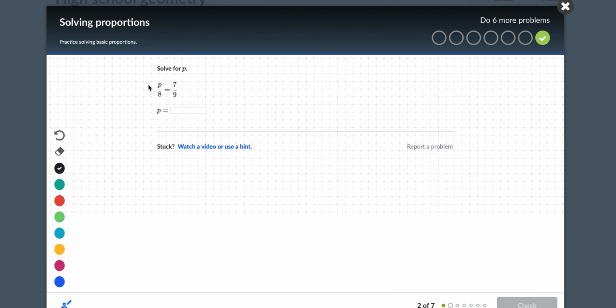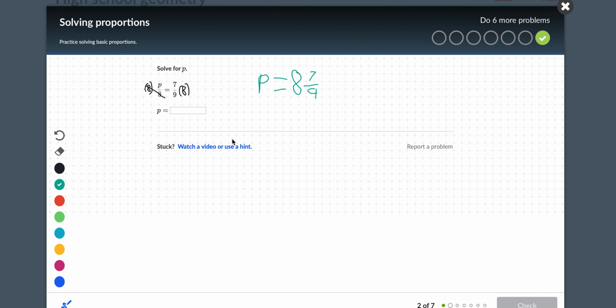Alright, so this one is a lot simpler, actually. Since p is the numerator, we just have to get rid of the denominator. So both 8's cancel out, and we put another 8 here, because when you multiply one side, you need to multiply the other. So now we get p equals 8 times 7 over 9.